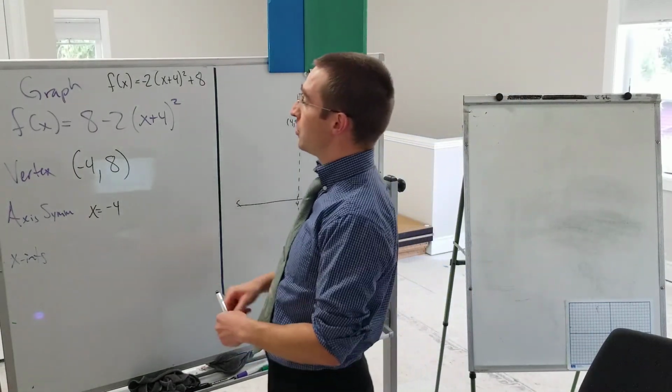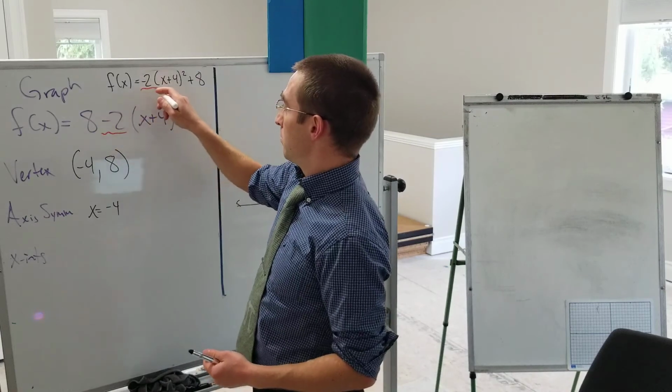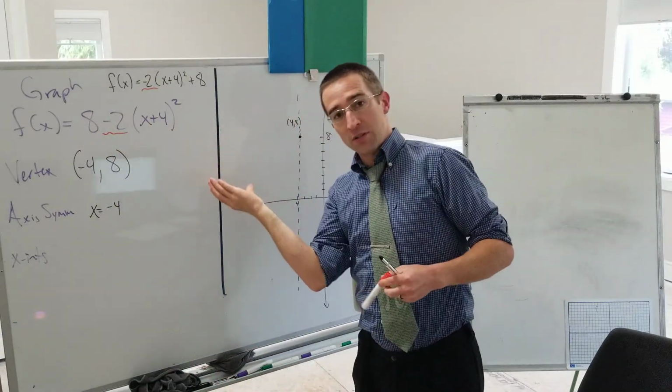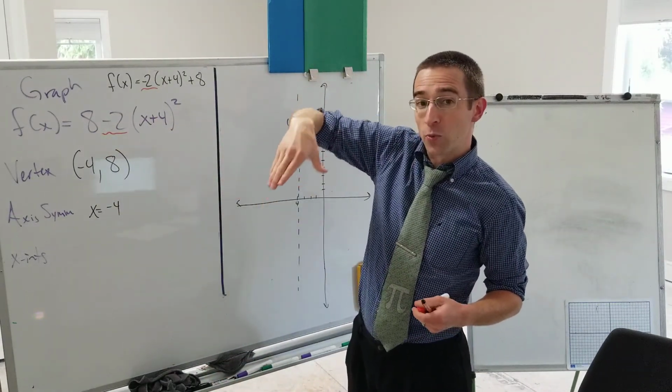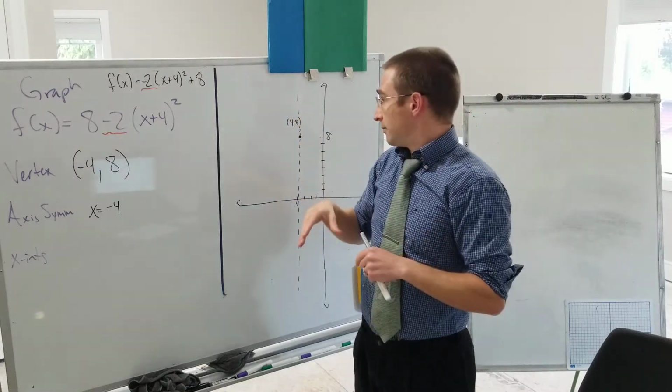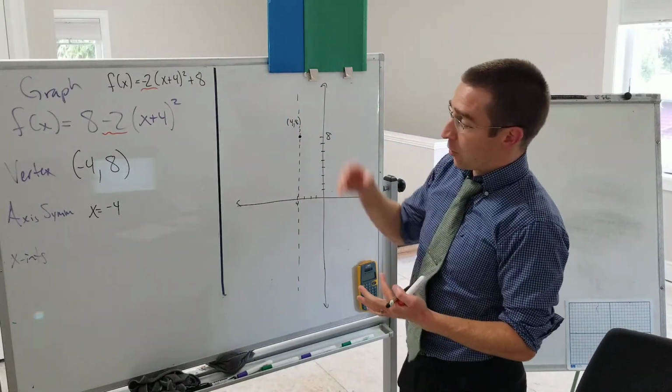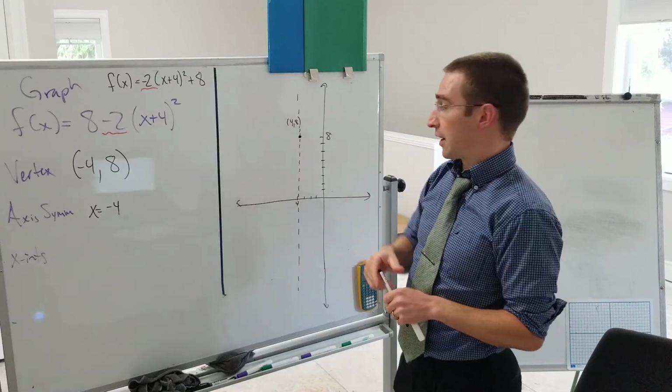So this negative 2 tells us it is a reflection. So our graph is now opening downward. So the vertex is on top. So it's opening downward and it's a vertical stretch by a factor of 2.